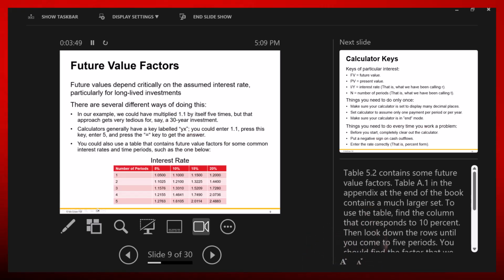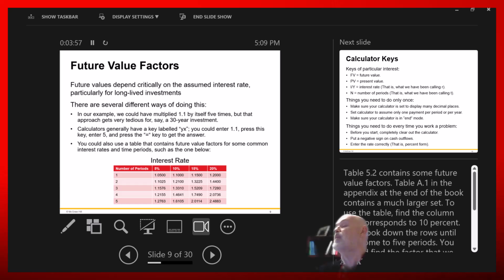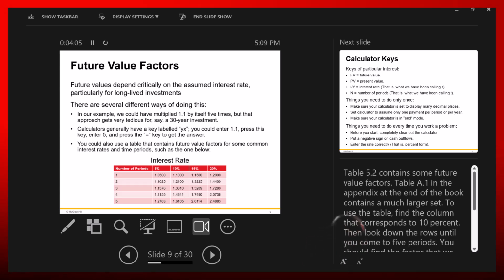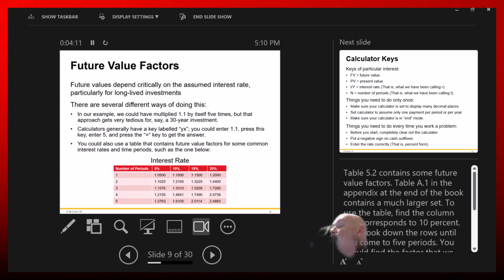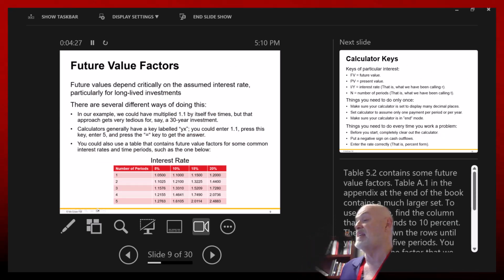Future values depend critically on the assumed interest rate, particularly for long-lived investments. There are several ways of doing this. Number one, we could multiply 1.1 by itself 5 times, but that approach gets very tedious for, say, a 30-year investment where you have to do that 30 separate times. Calculators generally have a key labeled y^x, and you could enter 1.1, press this key, enter 5, and then press the equal key to get the answer. You could also use a table that contains future value factors for some common interest rates and time periods, such as the one below. You can have this one, or you can get this on the internet.